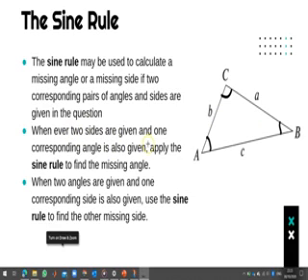So whenever two sides are given and one corresponding angle is also given, we can apply the sine rule to find the missing angle. So let's say there's a question where you are given the dimension of b and the dimension of a, and also you have been given angle B, the corresponding angle of side b, and the corresponding angle of a, angle A, is not given. So you can apply the sine rule to find the angle A.